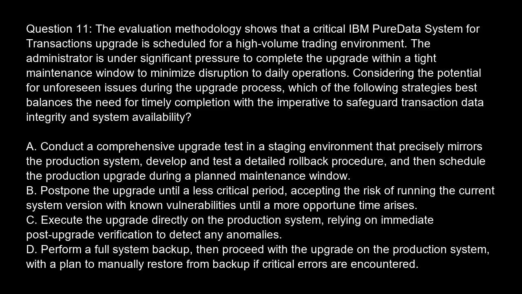Option A. Conduct a comprehensive upgrade test in a staging environment that precisely mirrors the production system. Develop and test a detailed rollback procedure, and then schedule the production upgrade during a planned maintenance window. Option B. Postpone the upgrade until a less critical period, accepting the risk of running the current system version with known vulnerabilities until a more opportune time arises. Option C. Execute the upgrade directly on the production system, relying on immediate post-upgrade verification to detect any anomalies. Option D. Perform a full system backup, then proceed with the upgrade on the production system, with a plan to manually restore from backup if critical errors are encountered.